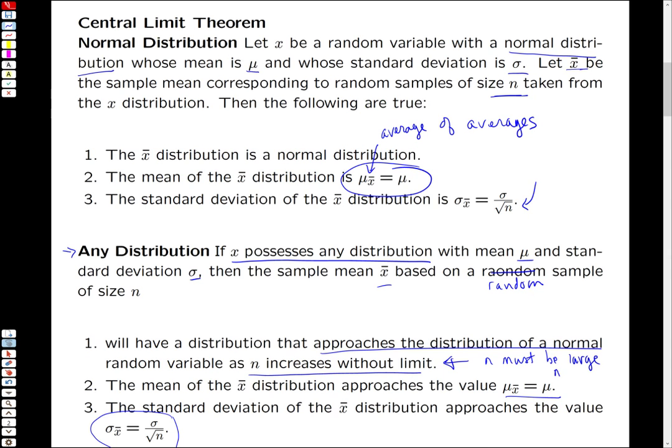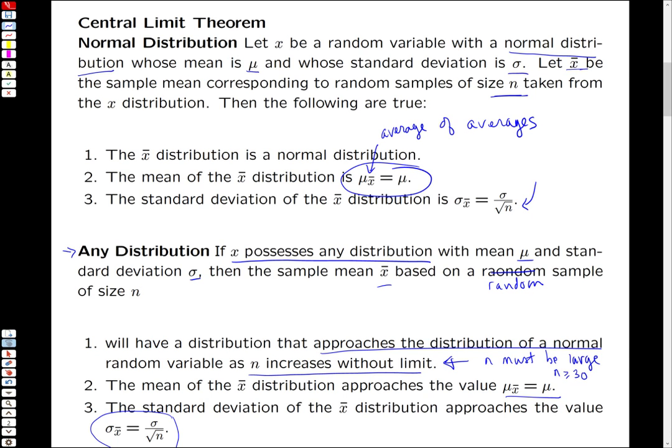Large, in our case, is going to be defined to be greater than or equal to 30. It isn't always true that it's greater than or equal to 30. Sometimes it has to be much bigger than that. The only way to know is to make a histogram of it. Once you start seeing it looking mound-shaped and symmetrical, you know you've got enough samples.